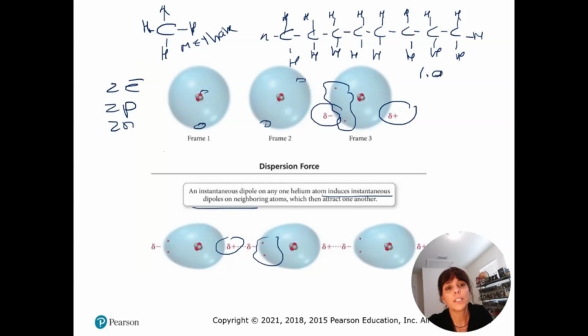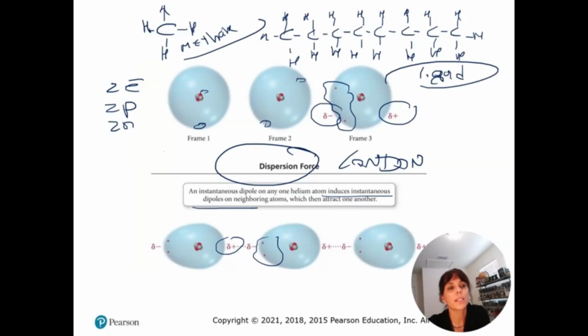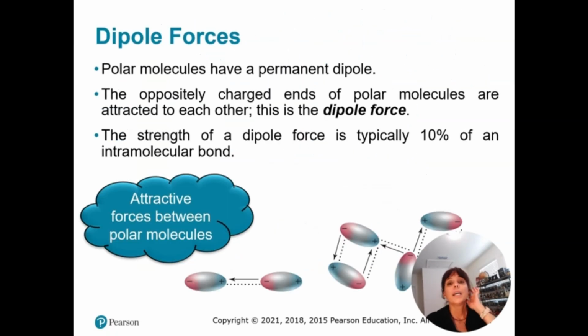They are both non-polar. They both have dispersion force, also called London force. So why is this a liquid and why is methane a gas? Because when you increase the chain, you increase the number of electrons, so you increase the force. This is why one is a liquid and the other is a gas. Okay, and then we have dipole.